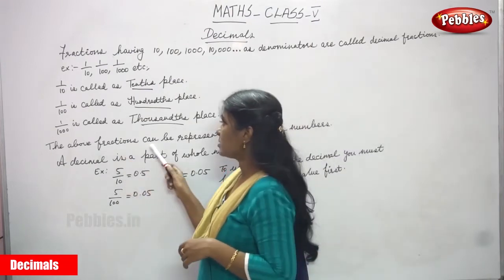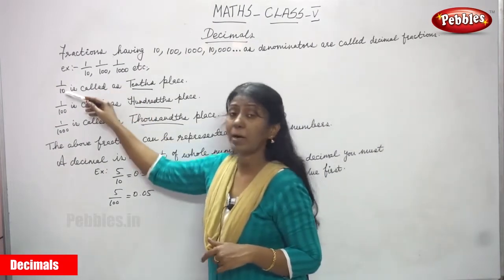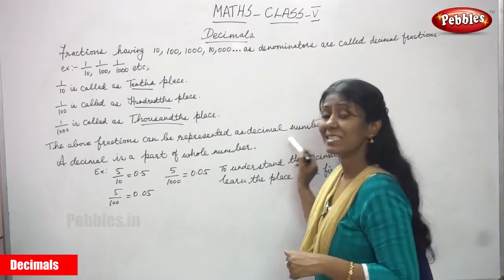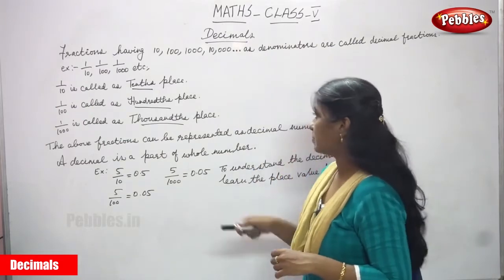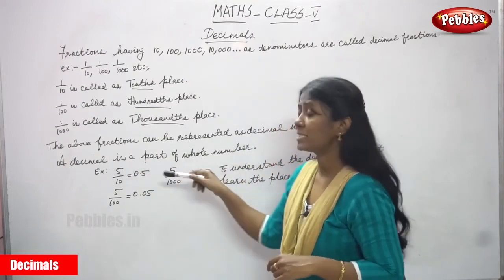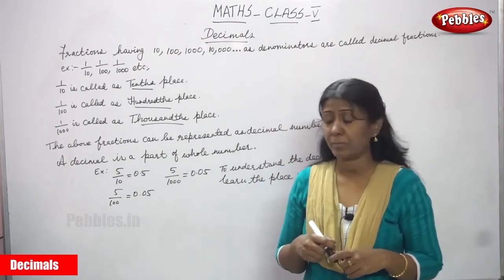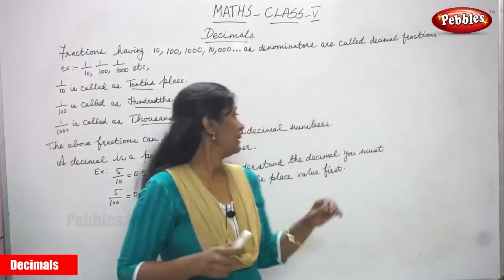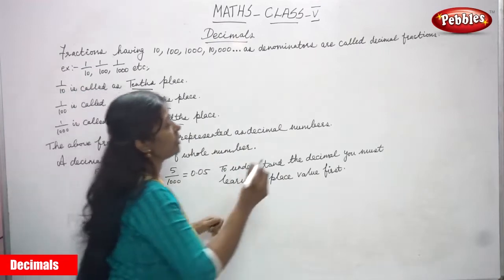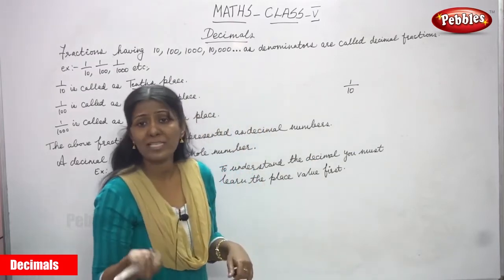Next, the above fractions, 1 by 10, 1 by 100 and 1 by 1000, can be represented as decimal numbers. So look at this example. A decimal is a part of a whole number. So what is a decimal number? A decimal is a part of a whole number. For example, 1 by 10, this is a decimal fraction, and it is converted into a decimal number.